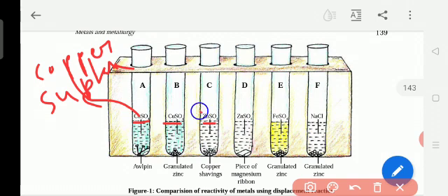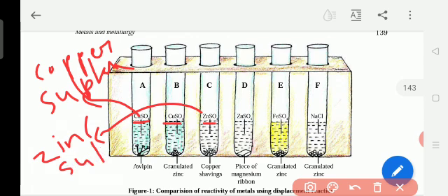ZnSO4. Zn means what? Zinc. Then zinc sulfate. And here also ZnSO4. Then FeSO4. Fe means what? Iron. Okay. So please learn the chemical names.